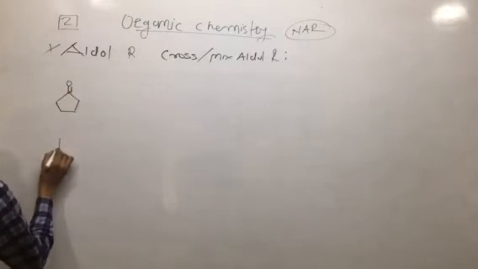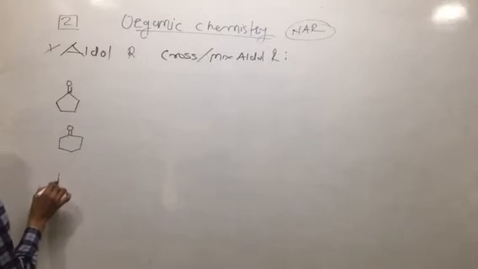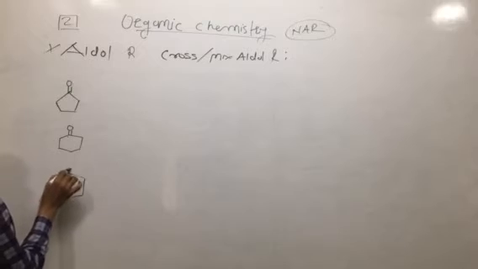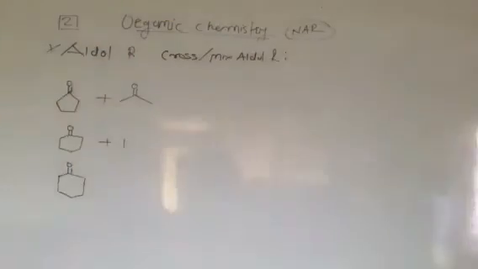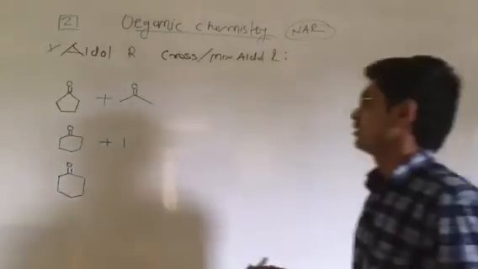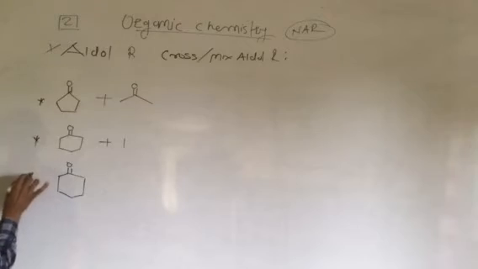Cyclopentanone, again cyclohexanone. Cyclopentanone, cyclohexanone, again cyclohexanone. It reacts with what? Acetone. It reacts with acetophenone. So what happened? The starting reactant molecule is cyclohexanone.